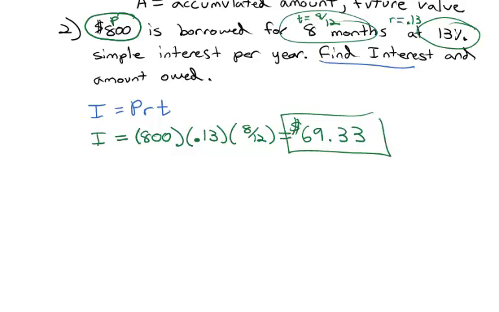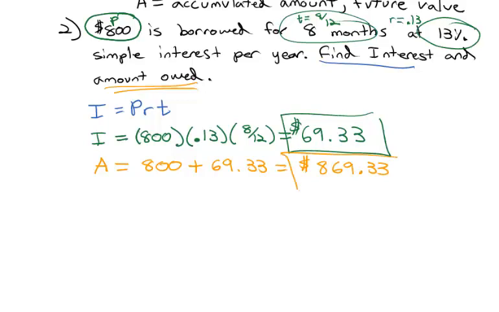Now that is owed, I should say, if we started with 800, to find out the amount owed, we have to pay back the 800 and we have to pay back the interest. So the amount owed is the principal of 800 plus the interest of 69.33. So the amount that is owed is $869.33, which is what is paid for the privilege of using this $800 for 8 months. And that's how we can calculate simple interest. Let's do a couple more problems to get a really good grasp of what simple interest is and how it works.